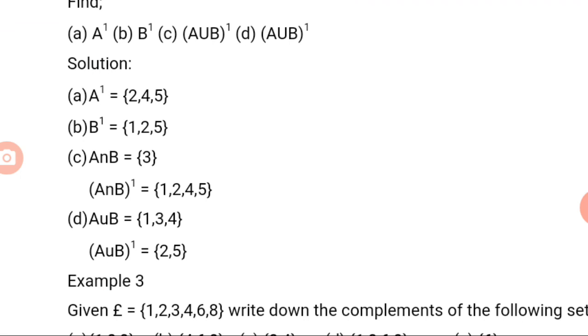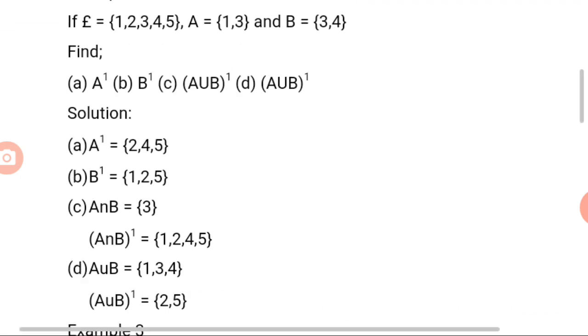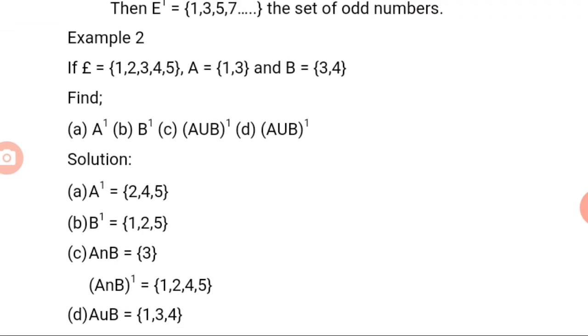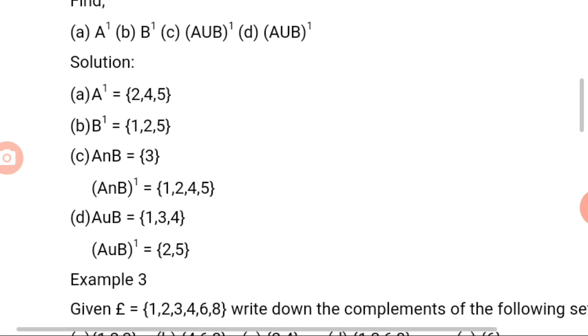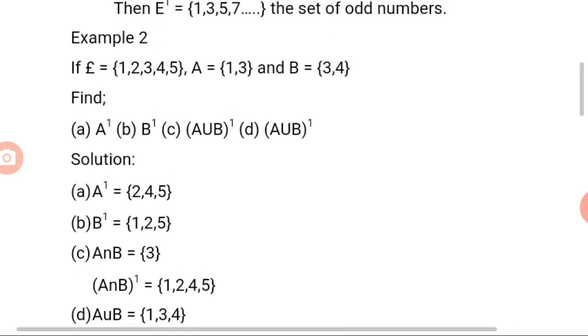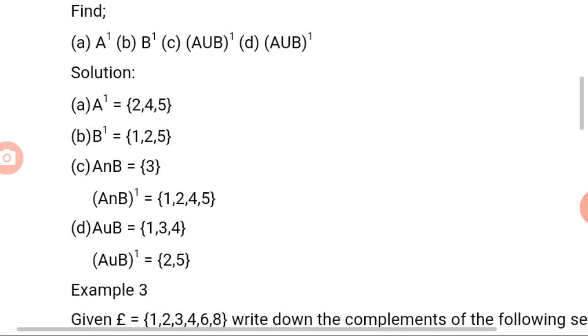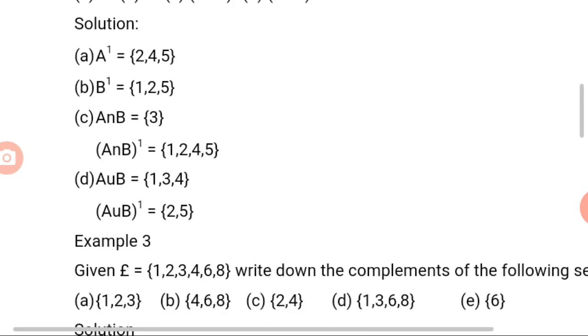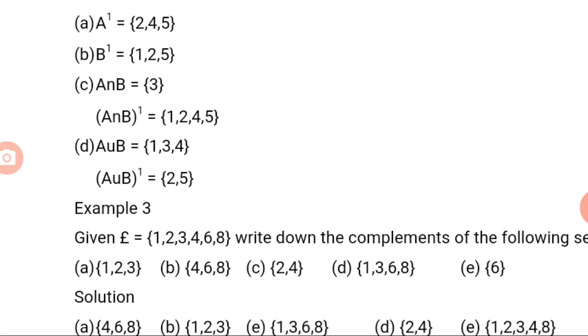For A union B, A has 1 and 3, whereby B has 3 and 4. So A union B will be 1, 3, and 4. Therefore, A union B complement is what you can find in the universal set but you cannot find in A union B, and that is 2 and 5.